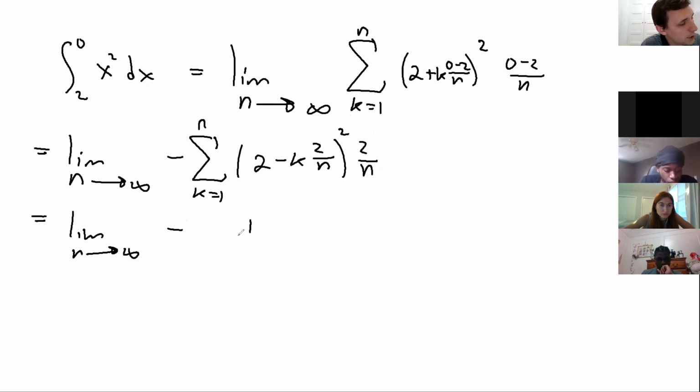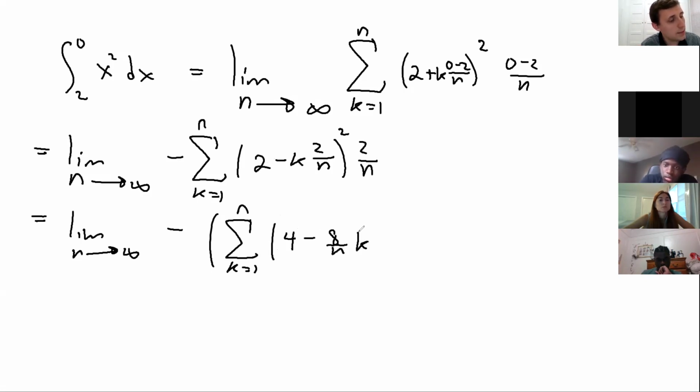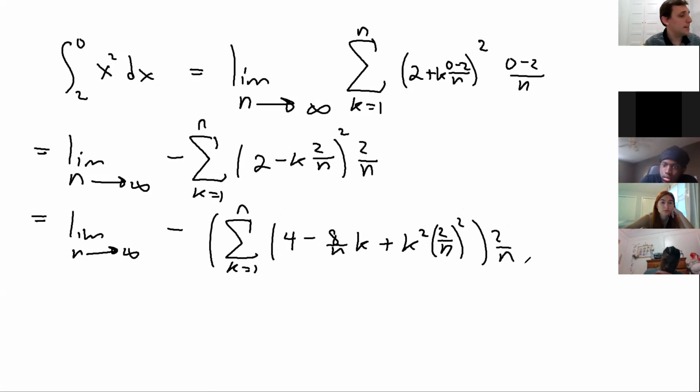and then the summation can be factored out. So that would be 4 minus this times that times 2, so minus 8 over n times k plus k squared times 4 over n squared, multiplied by 2 over n. Yes?